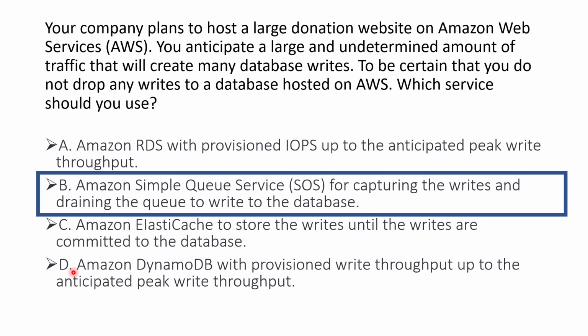As I mentioned in my previous answer, SQS is a fully managed message queuing service that enables you to decouple and scale microservices, distributed systems, and serverless applications. By using SQS to capture the writes to the database, you can ensure that your application can continue to process requests even if the database is temporarily unavailable or unable to handle the incoming traffic. SQS can buffer the writes to the database and automatically retry failed writes, ensuring that no writes are dropped.